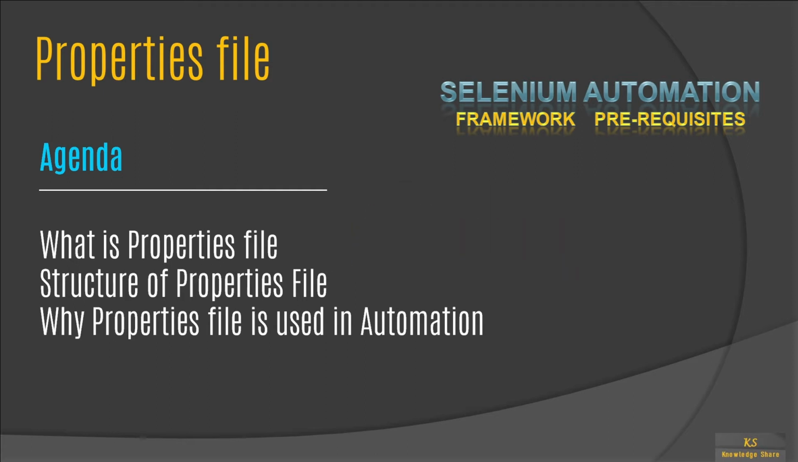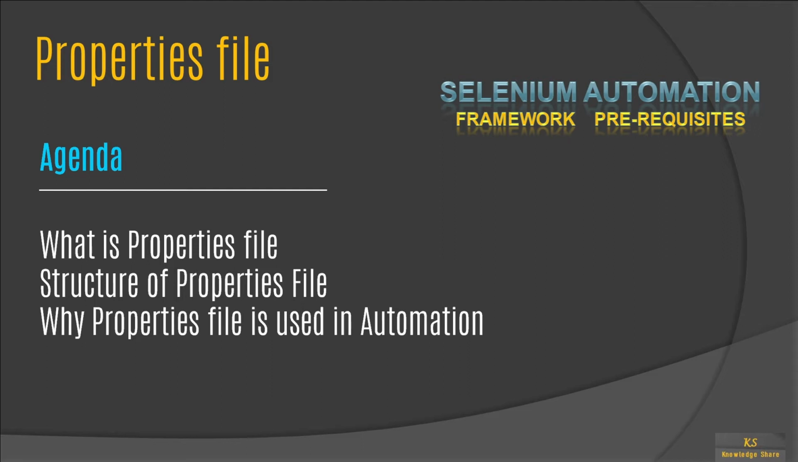So in this session we are going to talk about the properties file. In the previous session we already talked about XML files and XLSX files, why they are used in automation, and how we maintain test data in XML and XLSX files. In this session we are going to see a very important concept in automation: why we use properties files, how it is a lightweight component in automation, and how you can maintain test data in a properties file.